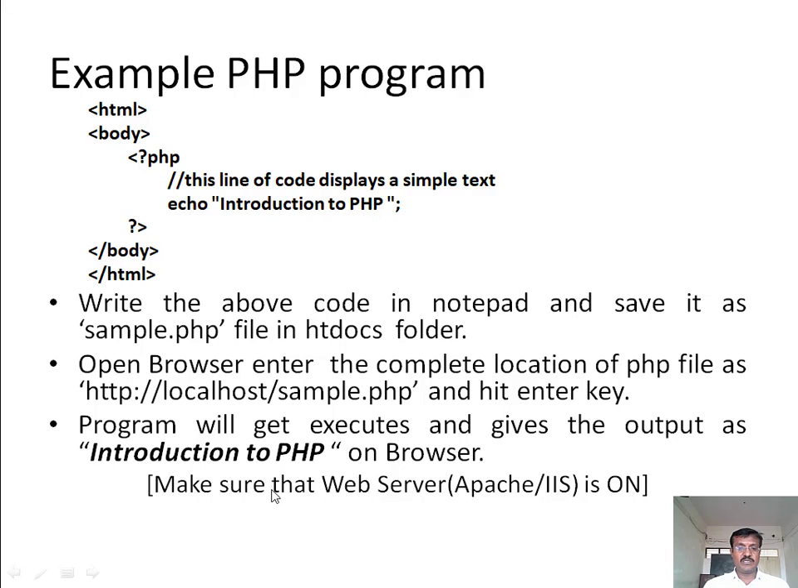So here is a note. We must make sure that the web server, that is Apache or IIS, is on, then only this script will execute. Even though we have used the XAMPP server, there also we need to make sure that Apache is on or not. To execute this, Apache or IIS must be on, that is your web server must be on, then only this will be executed. So in this way we can execute simple PHP programs.